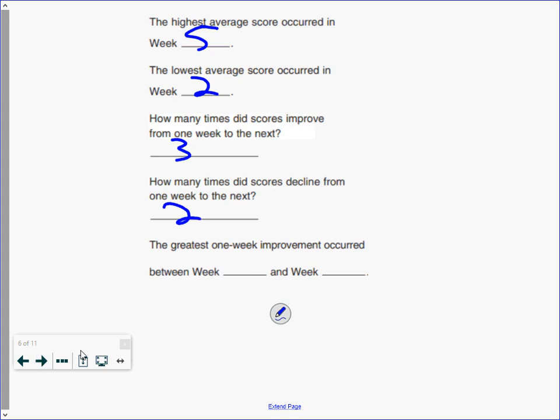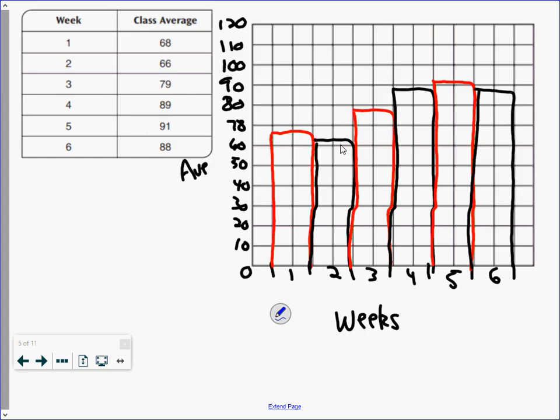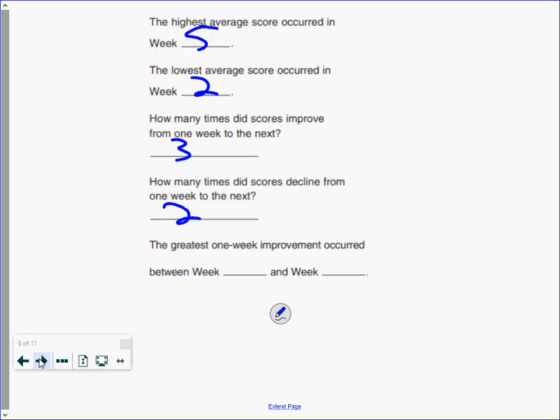The greatest 1 week improvement occurred between what week and what week? This looks like the biggest jump right here, from week 2 to 3. Looks like it went up 13 points. Let's just take a look from week 3 to 4, went only 10. So this is your biggest jump right there. So that went up from week 2 to 3.